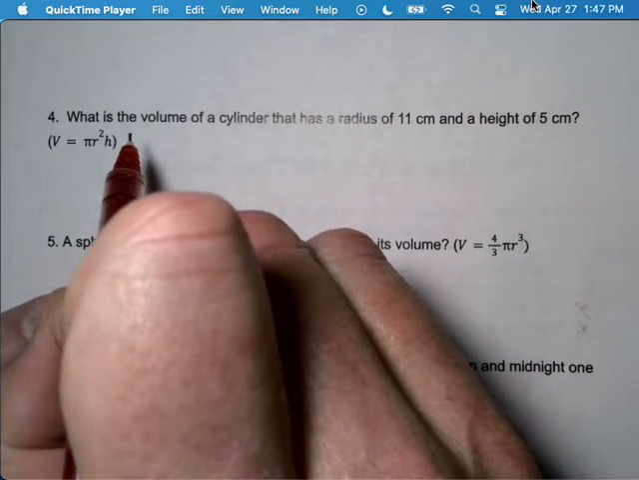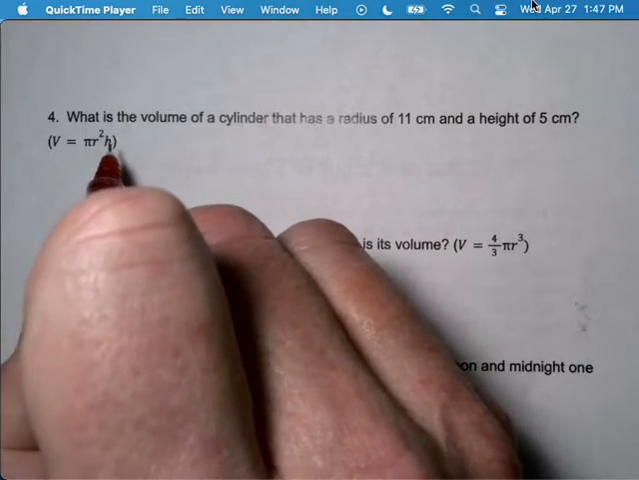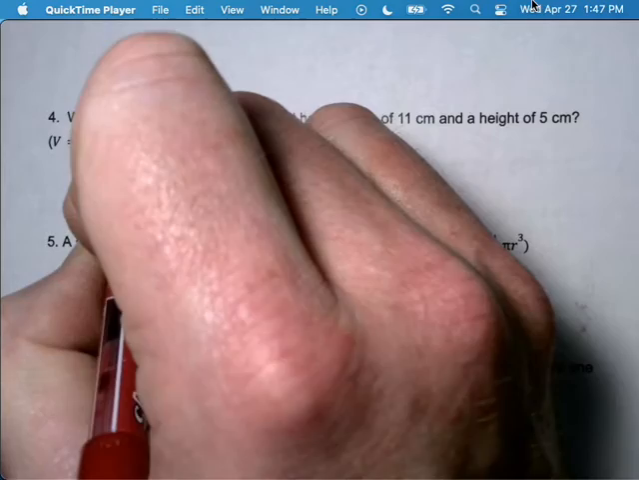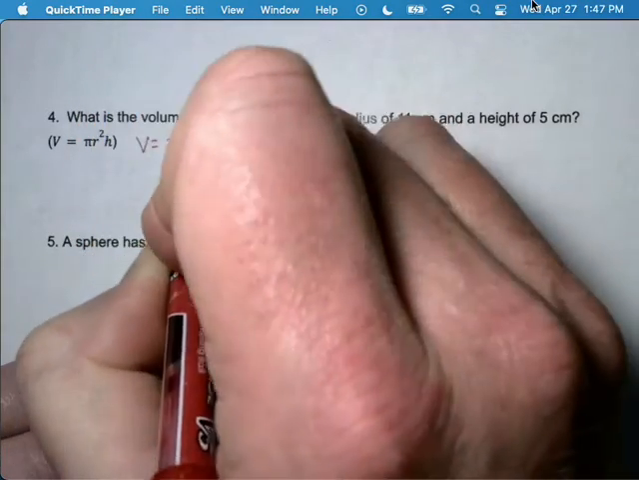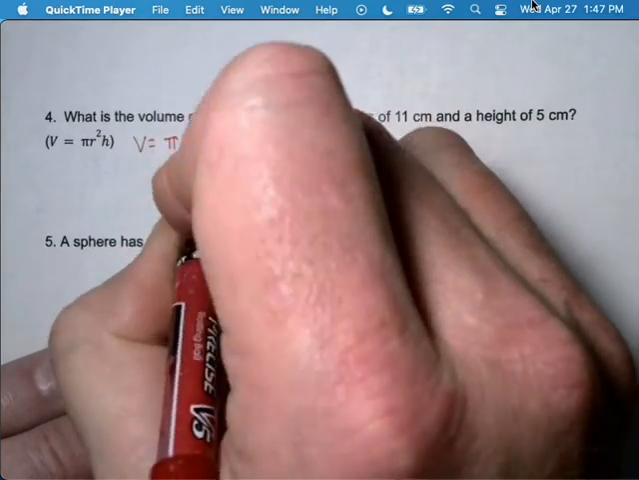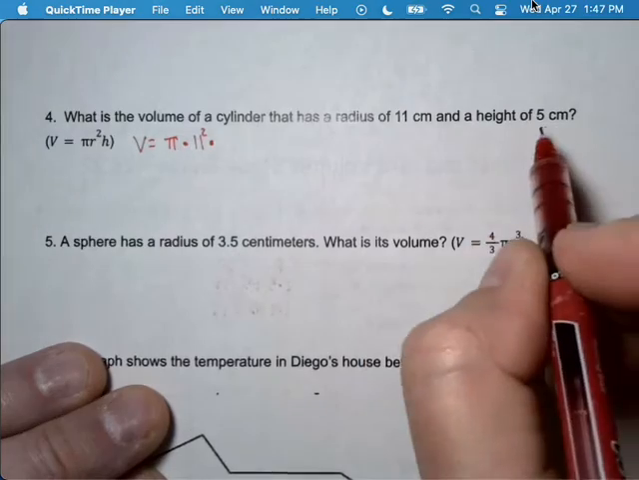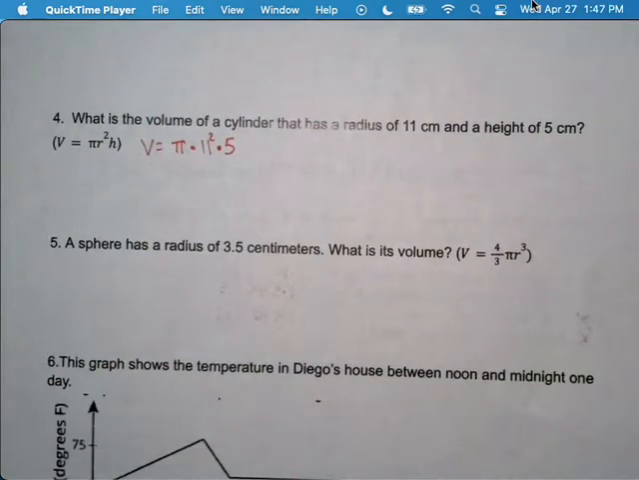Radius of 11 and height of 5. Plug in 11 for the radius and 5 for the h. So volume equals pi times the radius, 11 squared, times 5, the height. And guys, then you can just use your calculators.